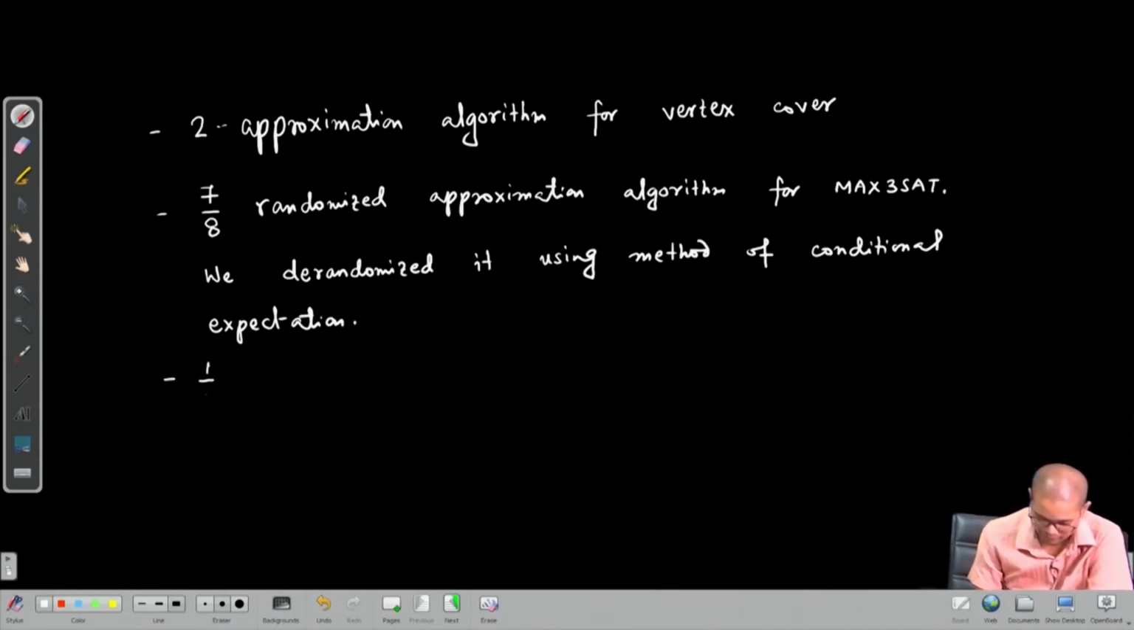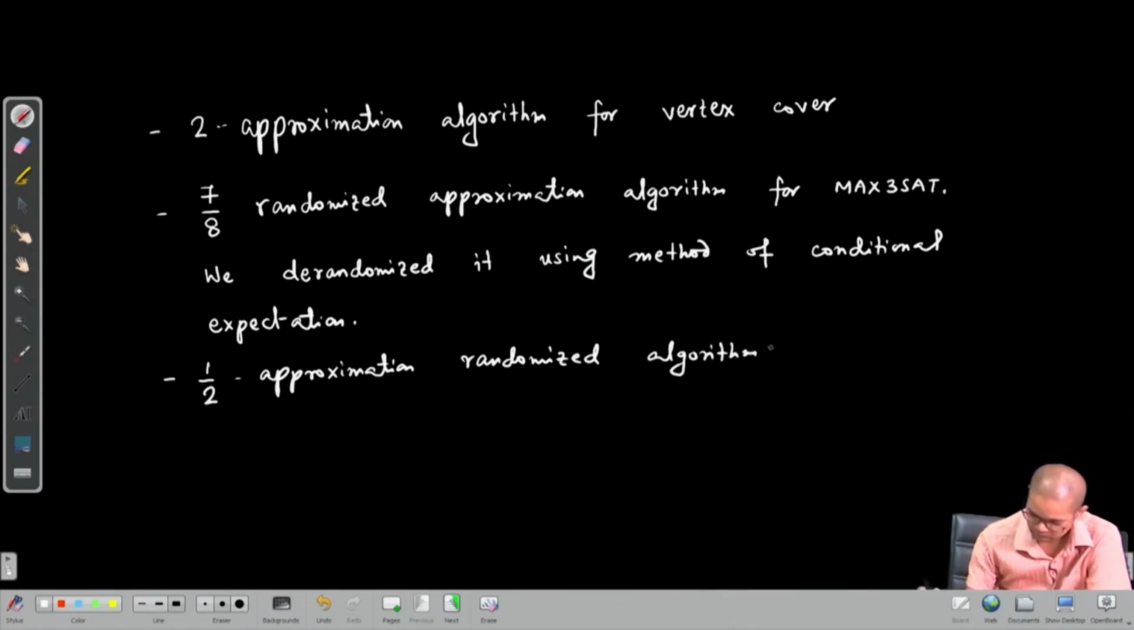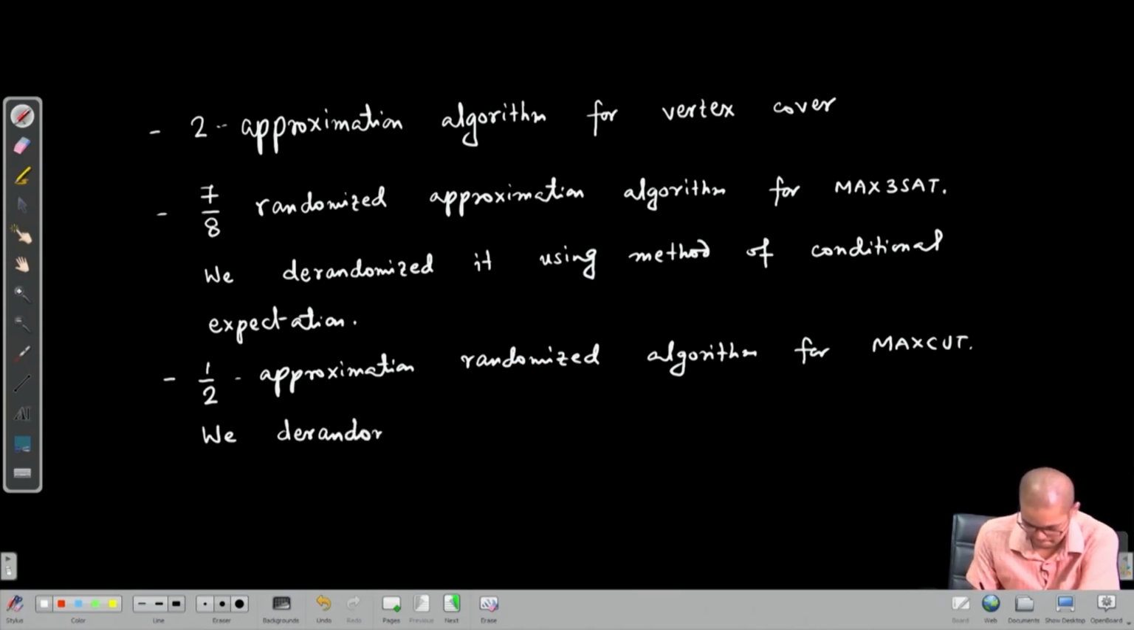Then we have seen a half factor approximation randomized algorithm for max cut, we de-randomized it using method of conditional expectation.